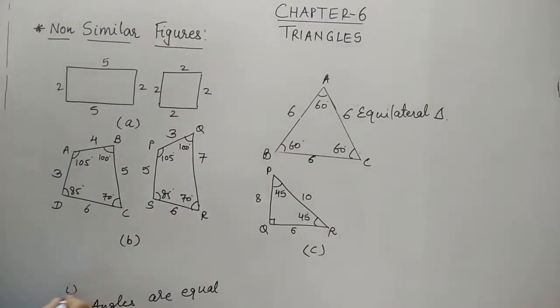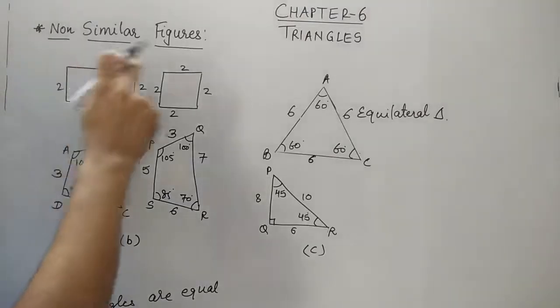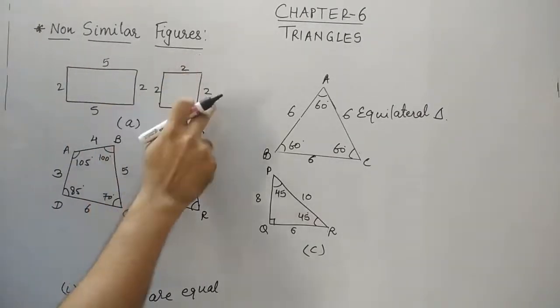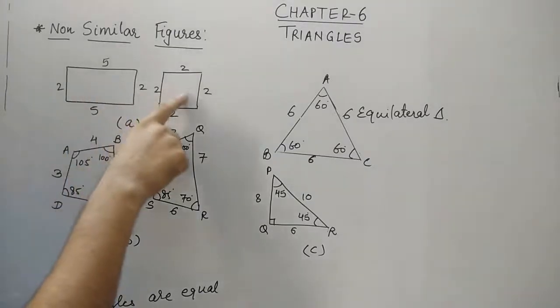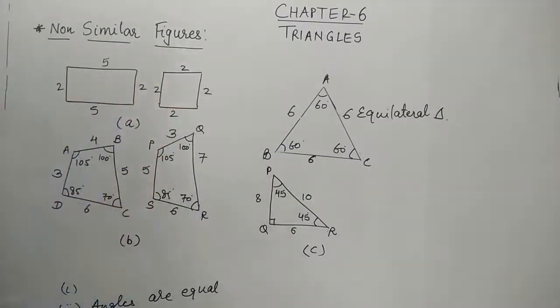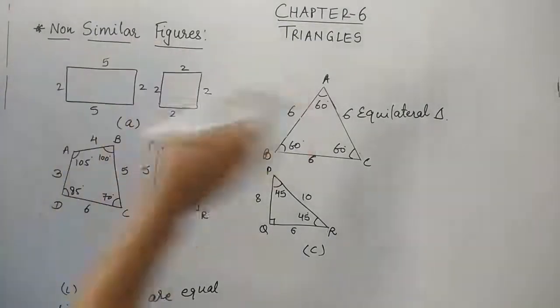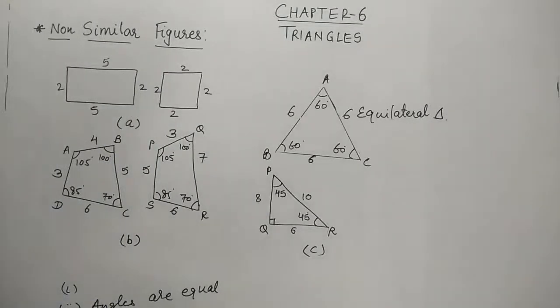But look at the first condition: are the sides in the same ratio? So here look, 5/2, then 2/2, 5/2 and 2/2. So here the sides are not in the same ratio. So we can say that a rectangle and a square, or a square and a rectangle, cannot be similar figures. We should also remember that a rectangle and another rectangle cannot be similar figures.